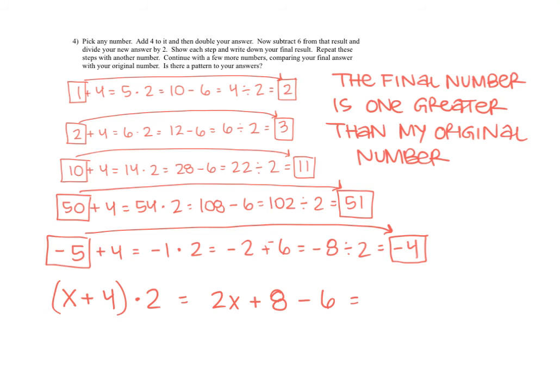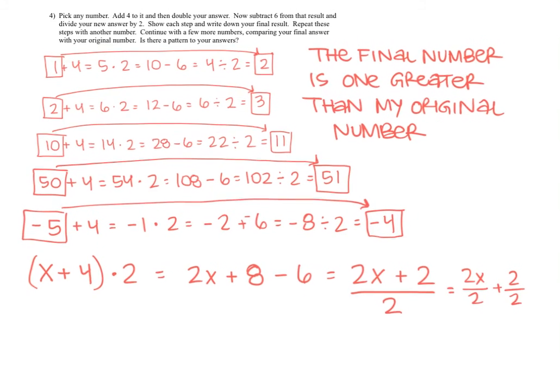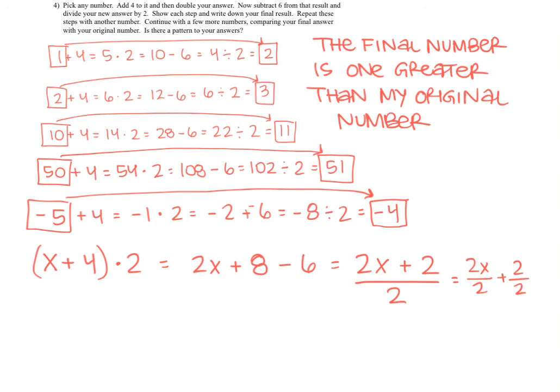The next thing I need to do is subtract 6. Well, again, I can't subtract 6 from 2x, but I can from 8. So this would end up being 2x plus 2 because I do 8 minus 6. And then it says to divide the entire thing by 2. Well, that means each part gets divided by 2. So you could think about it this way if you wanted to. 2x divided by 2 is just x, because 2 divided by 2 is 1, so that cancels. And then 2 divided by 2 is 1. So do you see how we end up with x plus 1?